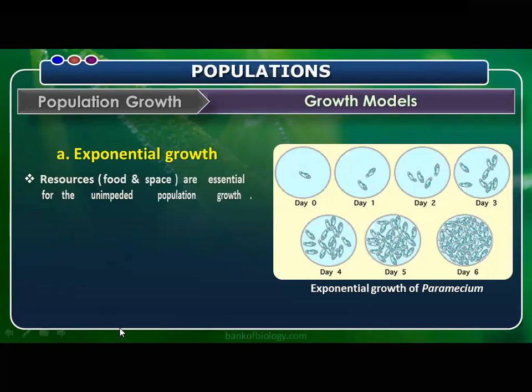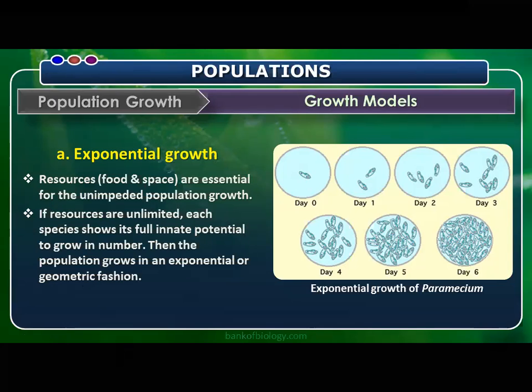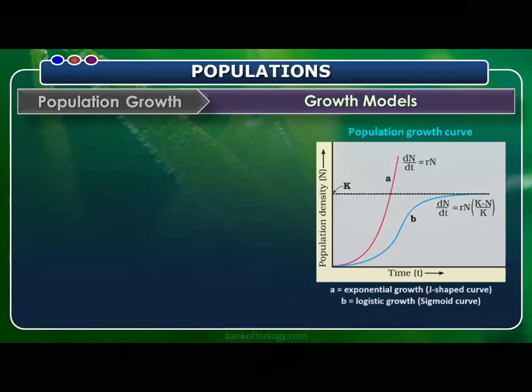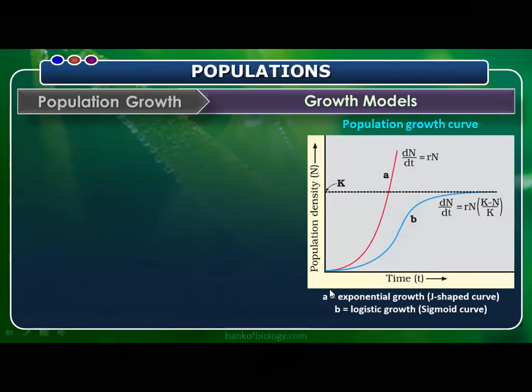In the NCERT textbook, it is given like this. Resources, the food and space we call resources, are essential for unimpeded population growth. If the resources are unlimited, each species shows its full innate potential to grow in number. Then the population grows in an exponential or geometrical fashion, which I have shown to you now. This was the particular concept I just showed you, the blue line.